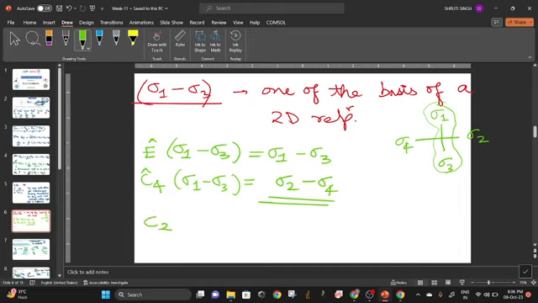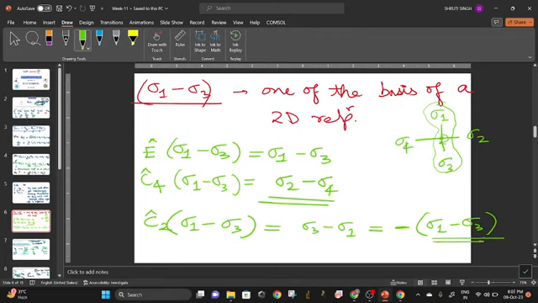When you apply the next operation, which is C2, 180 degrees, in place of sigma 1, sigma 3 will go, and in place of sigma 3, sigma 1 will come. So it is sigma 3 minus sigma 1, and I can also write it as minus of sigma 1 minus sigma 3. Here we can say that this basis did not change, it just changed its sign, like plus 1 to minus 1. So this is not a new basis, this is the same basis.